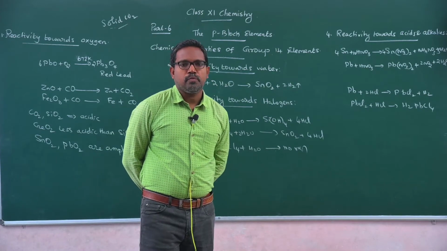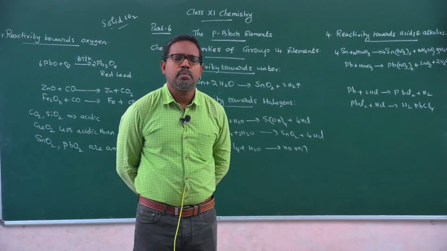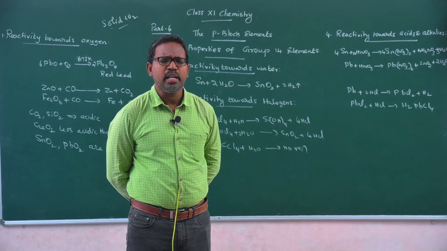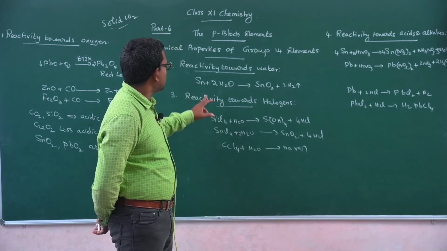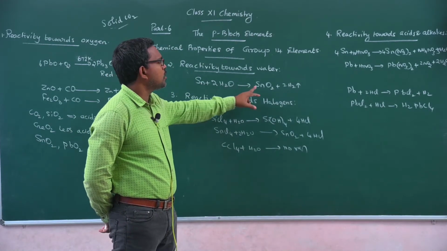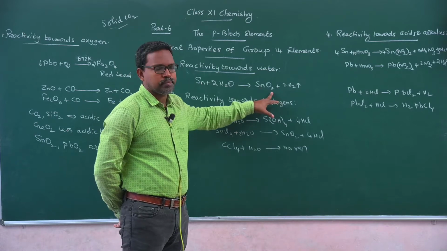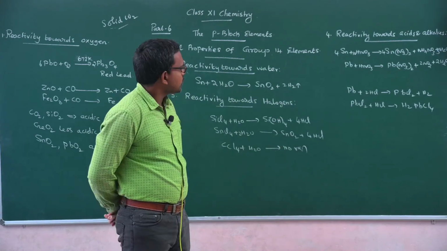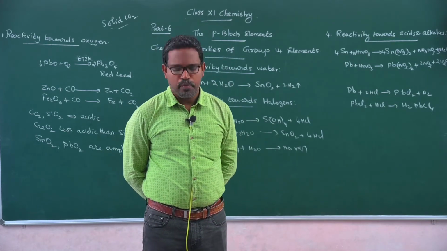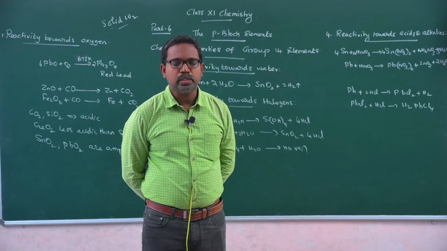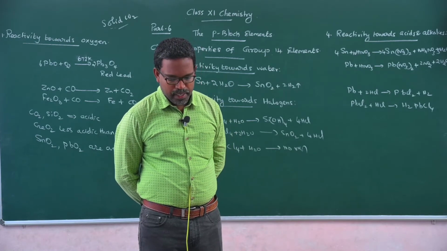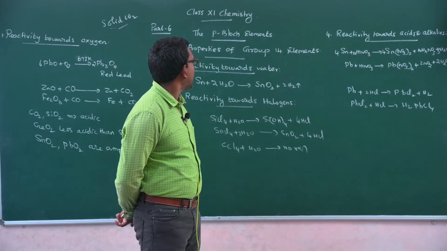Most of the members of group 14 do not react with water readily and are inactive towards water, but tin reacts with water in the form of steam to give stannic oxide and evolution of hydrogen. Lead is not affected by water, probably because of the protective oxide film on its surface. The third property is reactivity towards halogens.